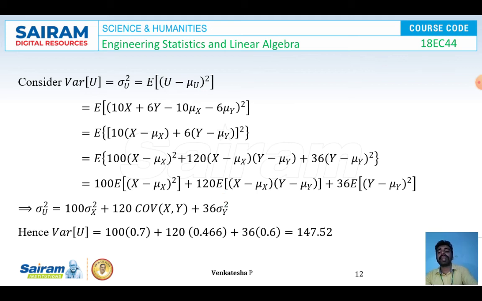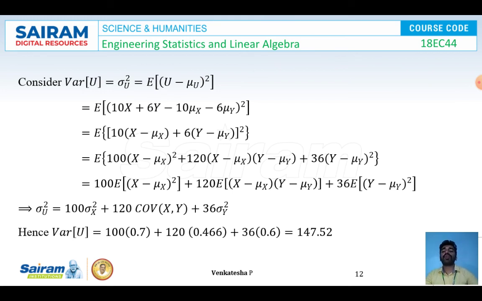By replacing sigma x square as 0.7, sigma y square as 0.6 and covariance of xy as 0.466, I got the equation 100 into 0.7 plus 120 into 0.466 plus 36 into 0.6. So I got 147.52.